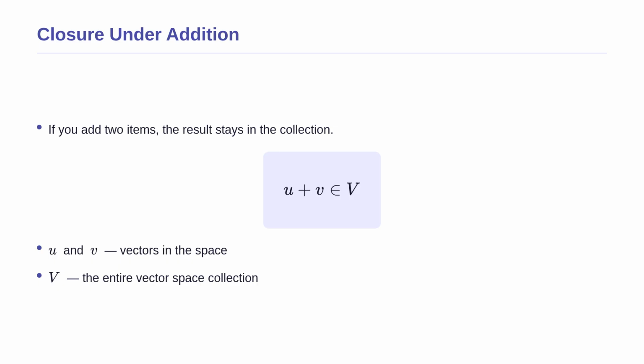Let us look at the first and most critical rule: closure under addition. Conceptually, this means that if you mix two colors from a specific paint box, the resulting color must also belong to that same paint box. In our formula, U and V represent two vectors, and the symbol in the middle means belongs to. Capital V represents our entire collection, or vector space. If you add vector U and vector V together, the new resulting vector must still live safely inside V. If adding them somehow creates an alien object that pops out of our allowed universe, the collection is not a vector space.